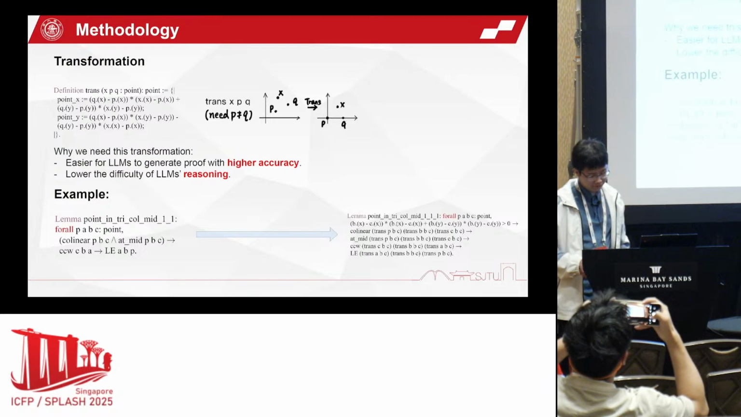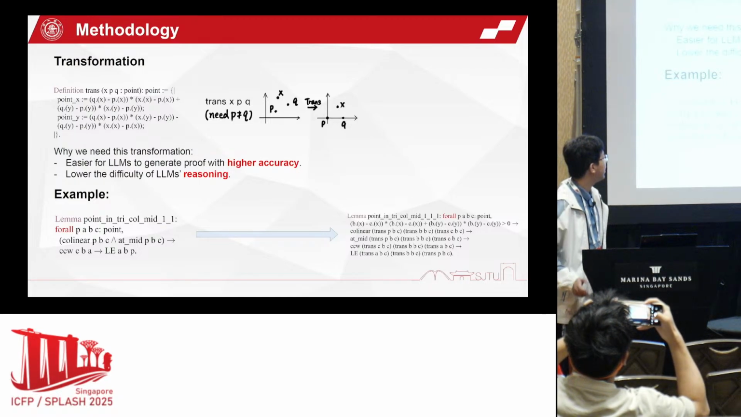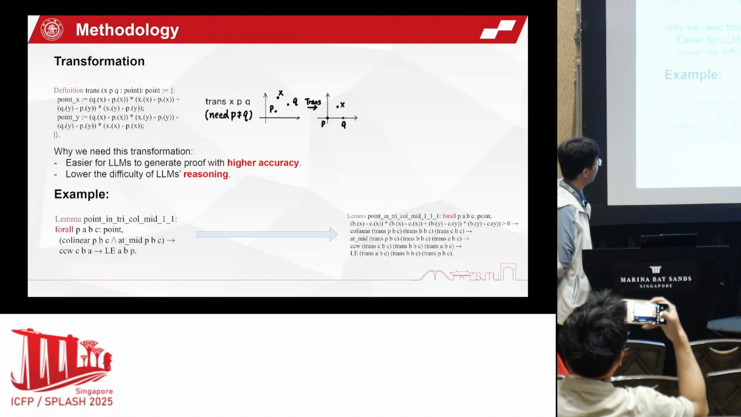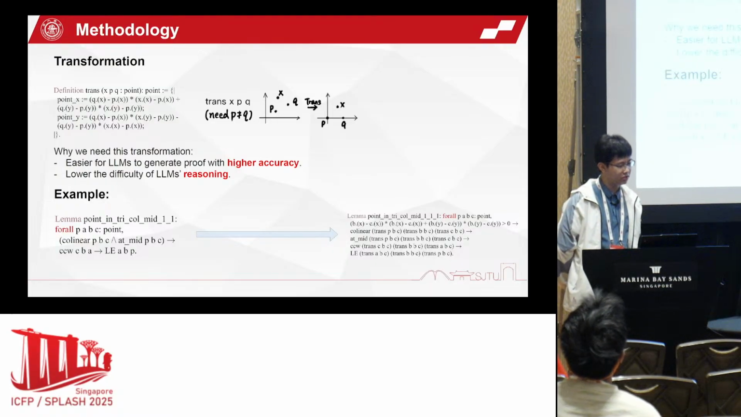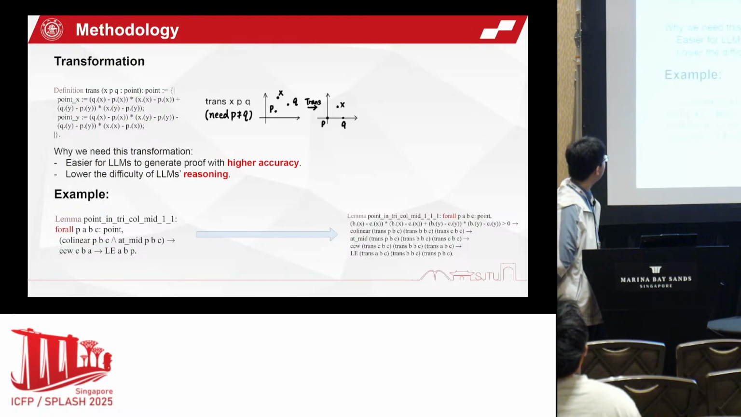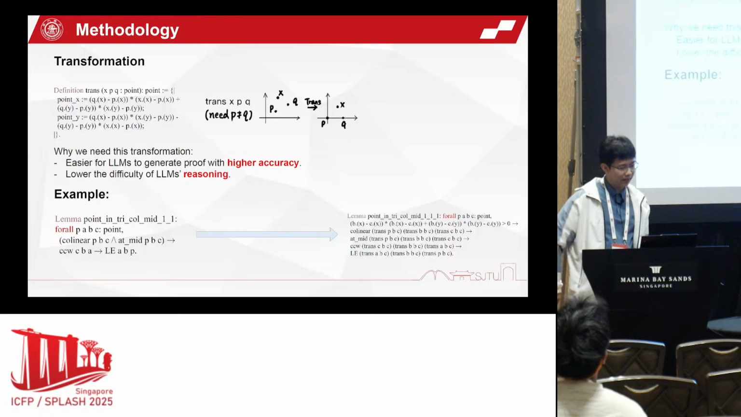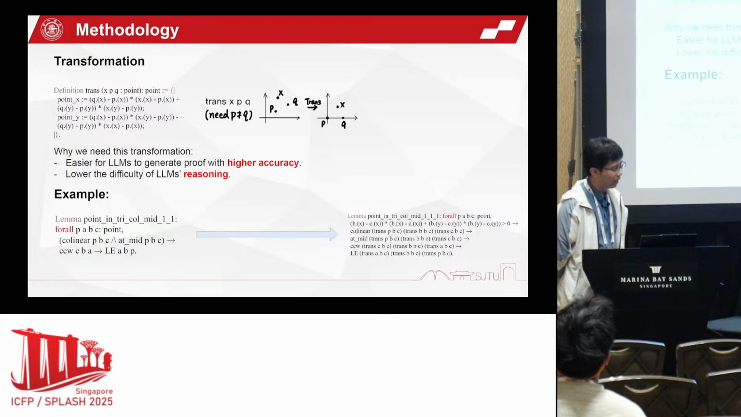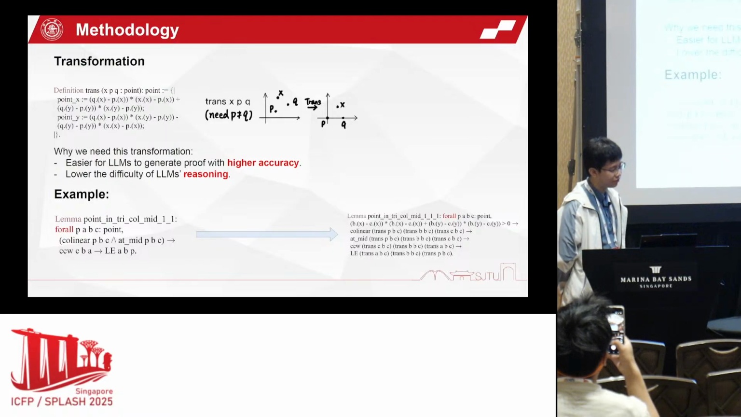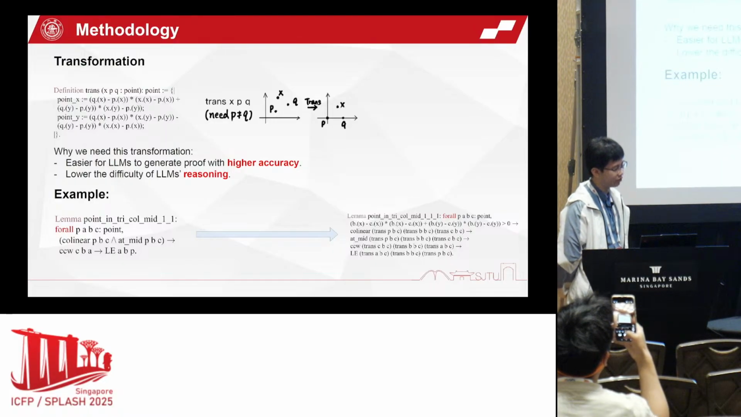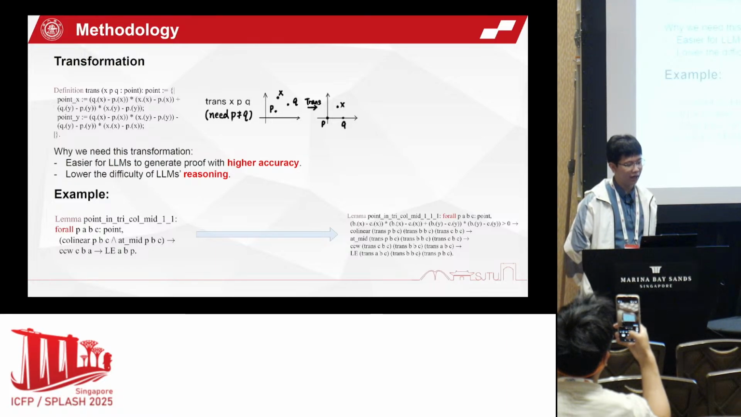And to save manual labor, we design a system to generate the ROC proof automatically. Let's introduce the transformation. Transformation is a coordinate system transformation to create a new coordinate system. And why we need this transformation is because it is easier for LLMs to generate proof with higher accuracy, and it can lower the difficulty of LLM's reasoning.